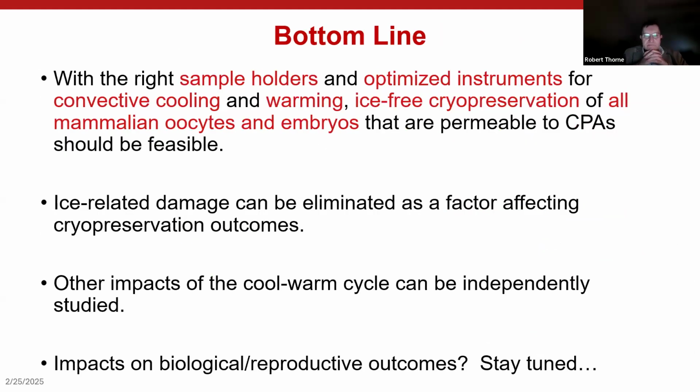So, my final slide. With the right sample holders and optimized instruments for convective cooling and warming, it looks like you should be able to do ice-free cryopreservation of anything small enough that you can get adequate amounts of CPAs into. And what that means is that we've long assumed that ice formation is the major cause of damage in cryopreservation. Well, now we can see if there's anything else going on besides ice-related damage in the cooling and thawing cycle, and hopefully develop methods to address that.